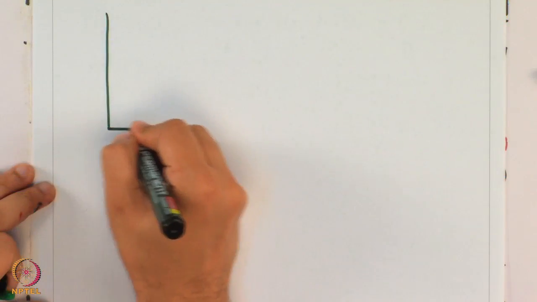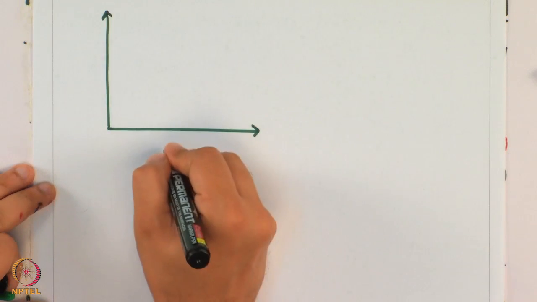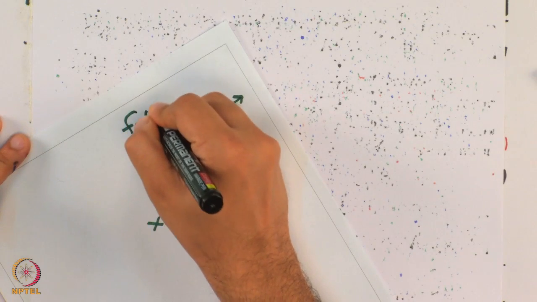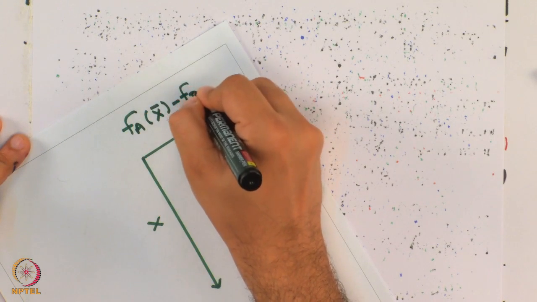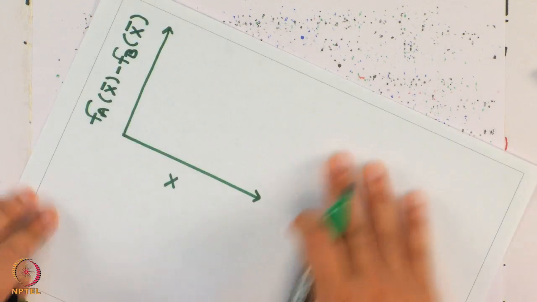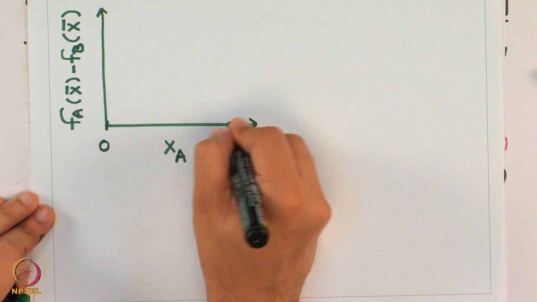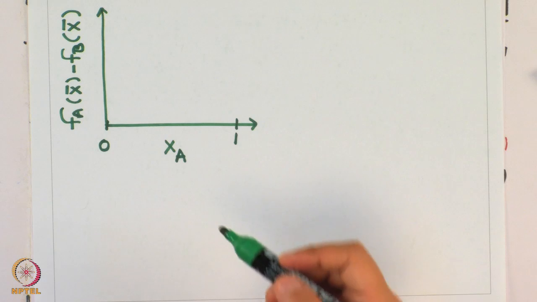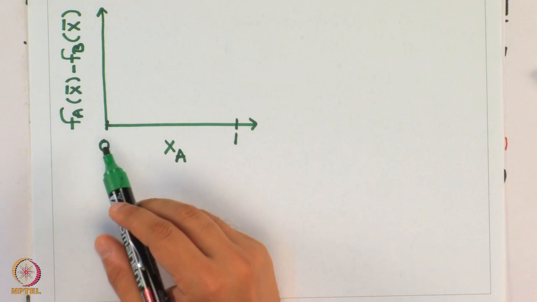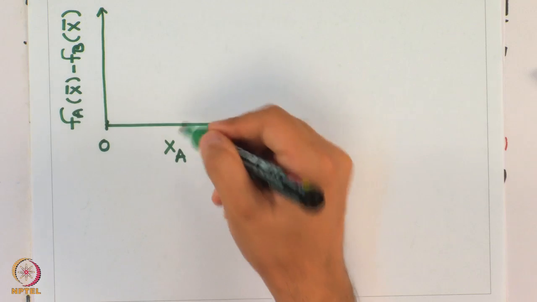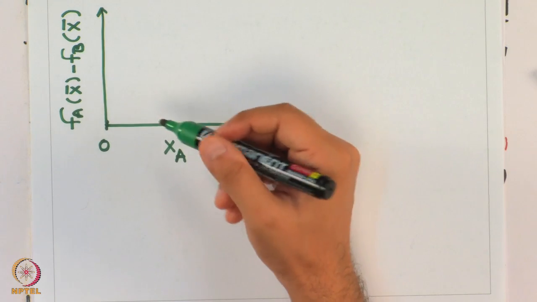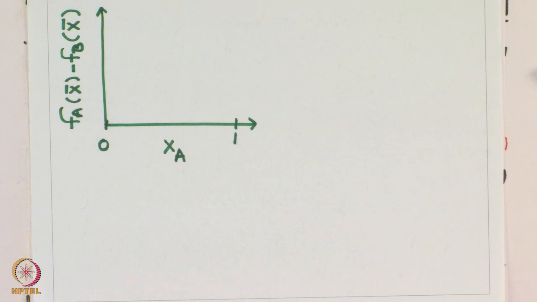Imagine a case where f A x minus f B x looks something like this. So, I am going to plot, this is x, and on the y axis I have f A of x minus f B of x, and let us say this is x A, this is 0 and this is 1. So, again let us imagine, this will be all A's, this will be all B's, and this is f A x minus f B x at every particular value of the variable x A.